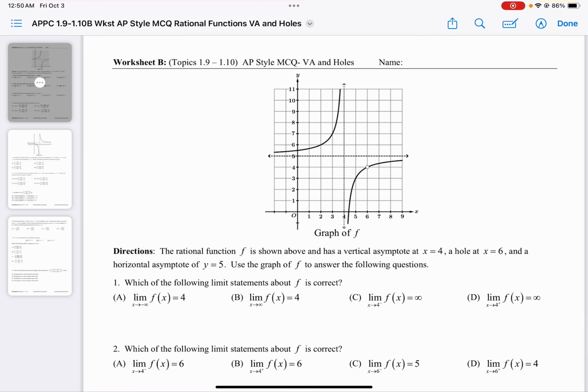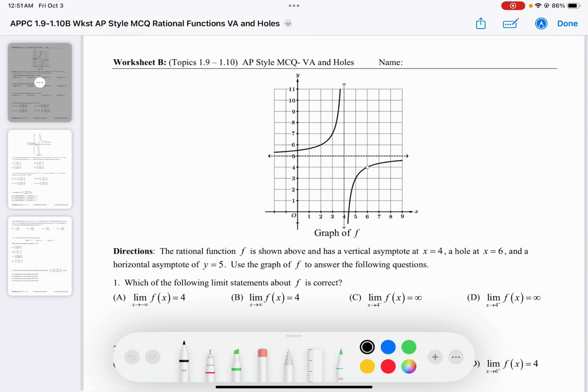All right, the rational function f is shown above and has a vertical asymptote at x equals 4, a hole at x equals 6, and a horizontal asymptote at y equals 5. Use the graph of f to answer the following questions. Which of the following limit statements about f is correct? All right, I'm going to read all of these.